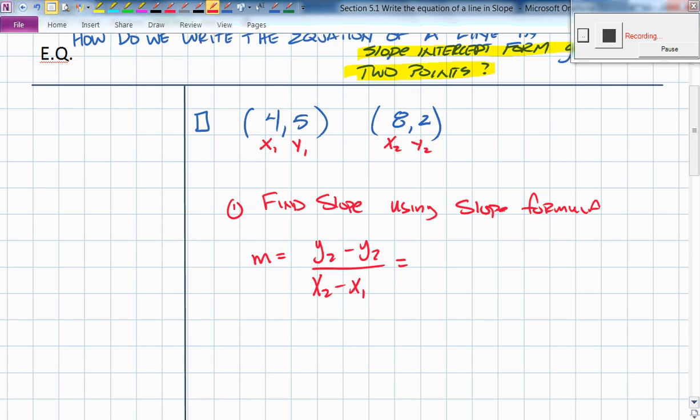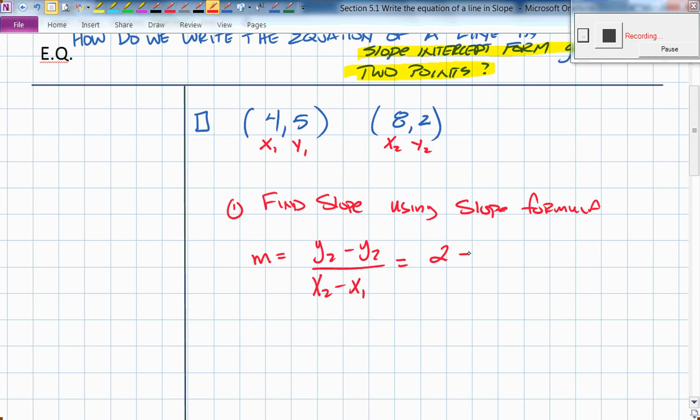No, the value of y sub 2. I'm starting with this y sub 2. What's the value going to be? Look up here. x1 is 4, y1 is 5, x2 is 8. What's y2? 2. Very good.